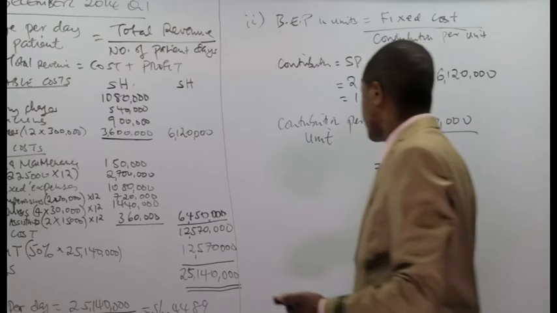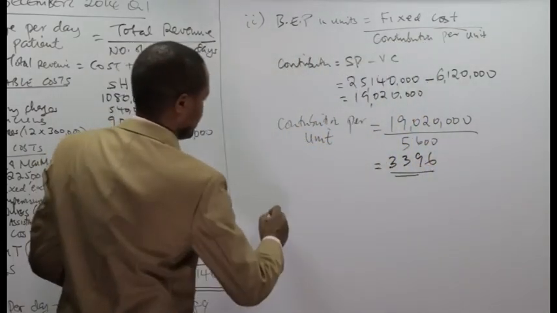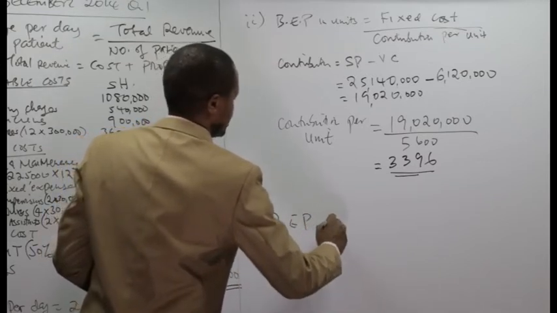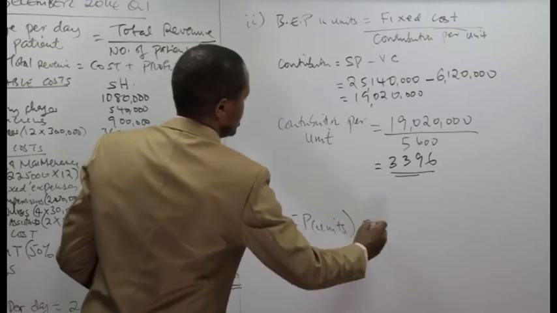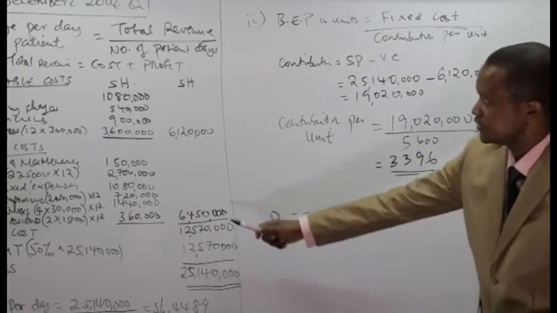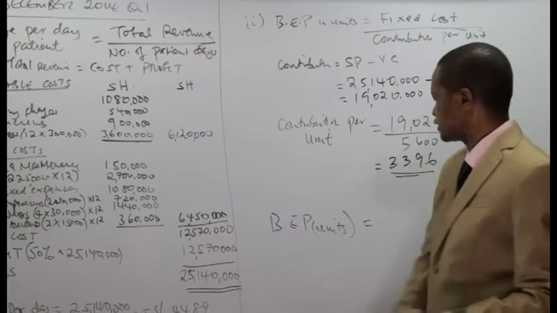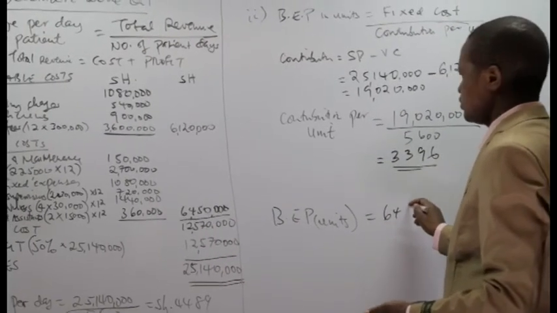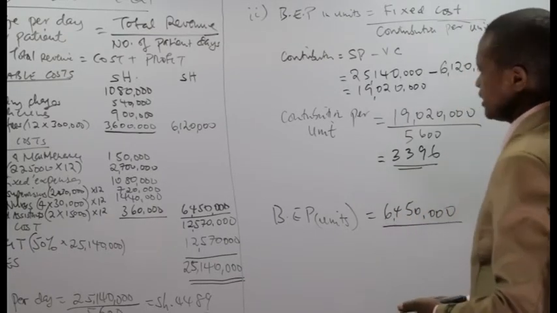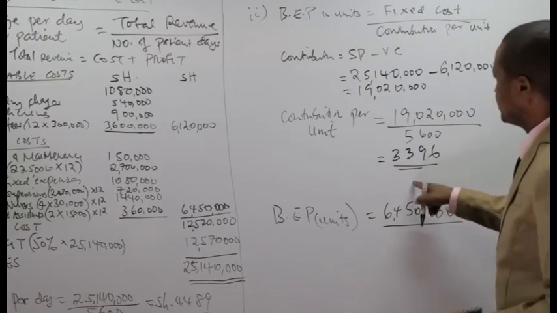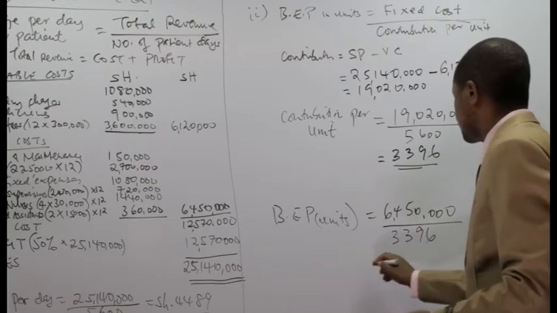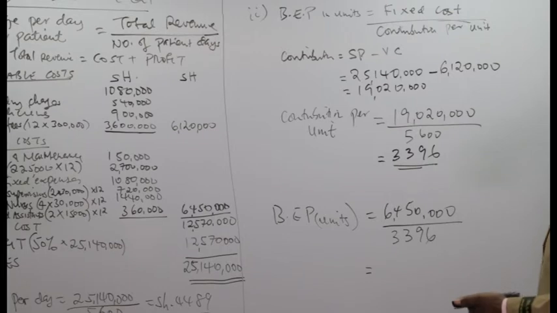So therefore, what will be the break-even point? The break-even point in units should be equal to the fixed cost. Remember, we calculated the fixed cost in our statement. We divide by the contribution per unit, which we have calculated as 33.96.